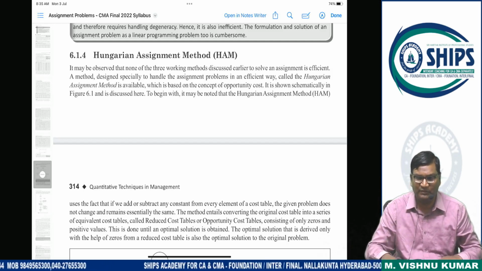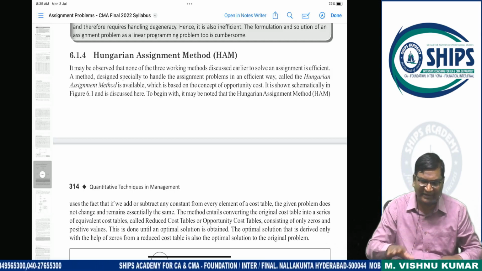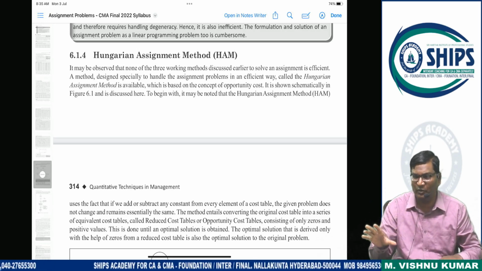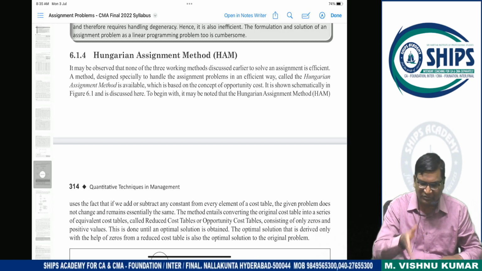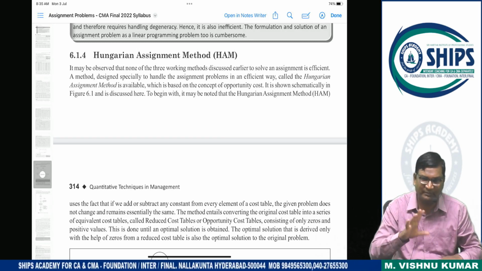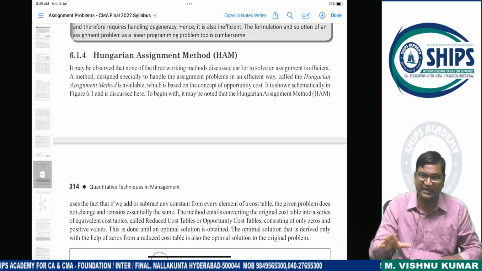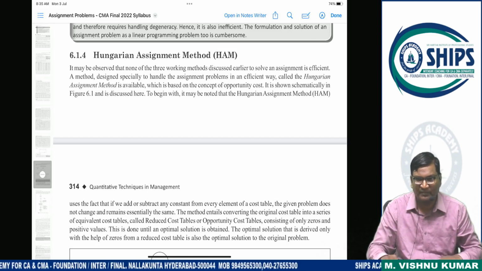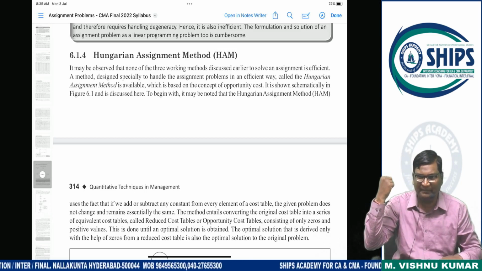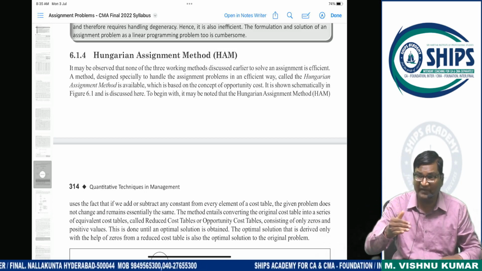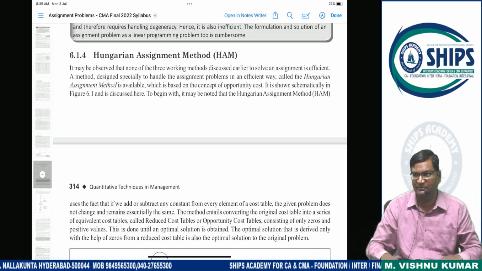So that's why worldwide, whenever an assignment problem situation comes, people will use the assignment procedure given by the Hungarian mathematician. So the Hungarian method is preferred. Assignment has been there from the very beginning, but this procedure is simplified by the Hungarian mathematician.